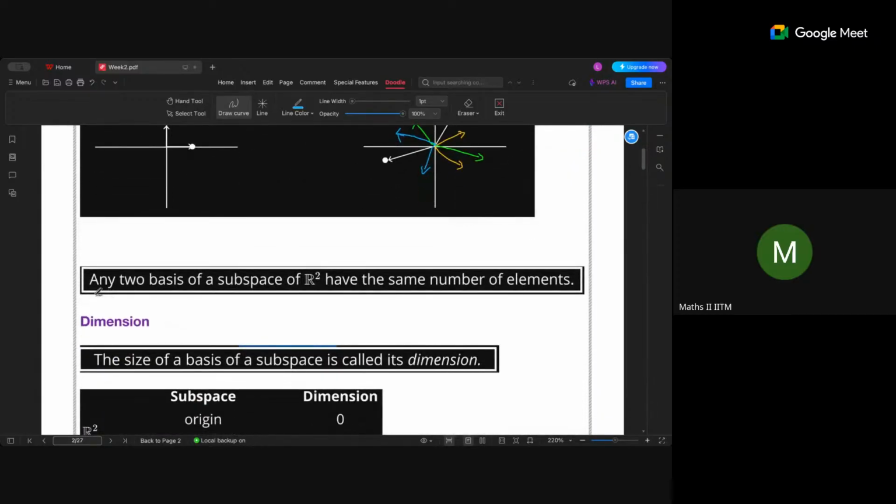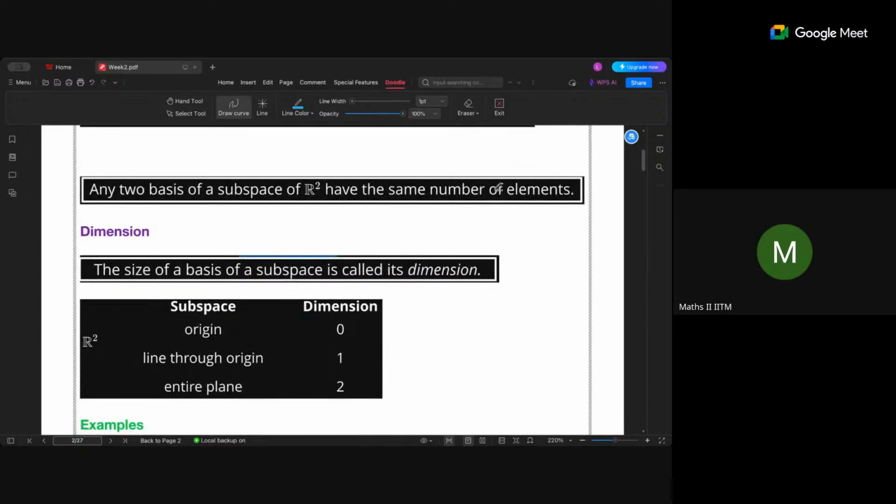Okay. So another important thing is that any two bases of a subspace of R2 have the same number of elements. This is also something I mentioned, right? And this number has a name, which is the dimension. So what do we mean by dimension? Dimension is the size of a basis of a subspace.